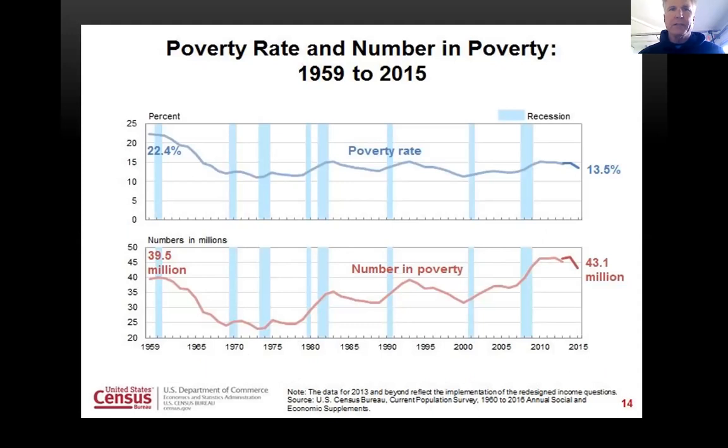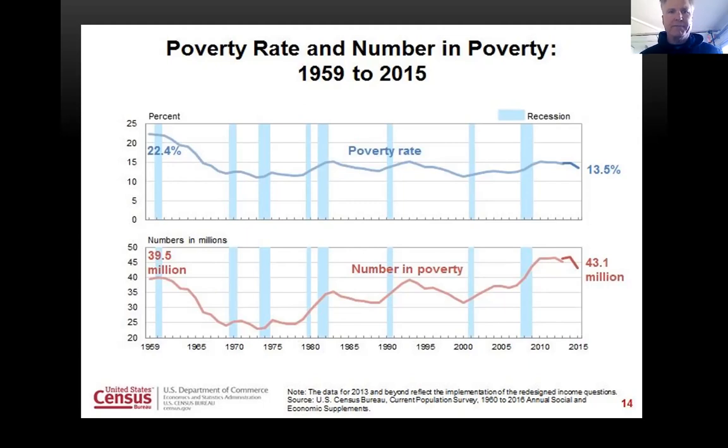Now, shifting a little bit here, I wanted to just look at some official numbers on poverty. And this chart here shows the number and the percentage of people who live in poverty in the United States from 1959 to 2015. If we look at the top, and that's probably the better graph to look at, that shows the percentage of the population that falls below the poverty line.